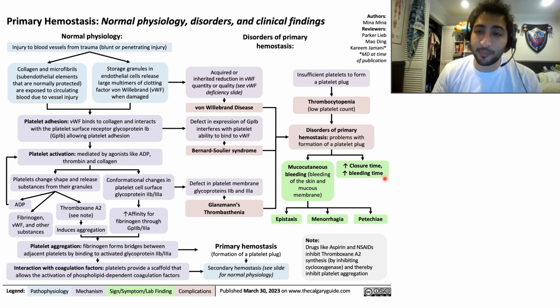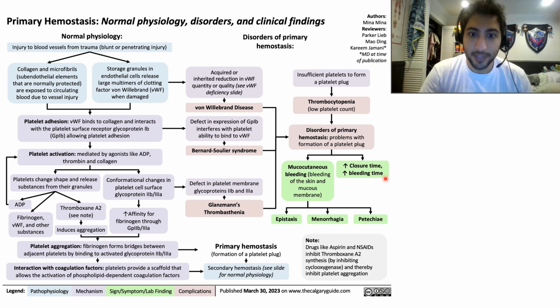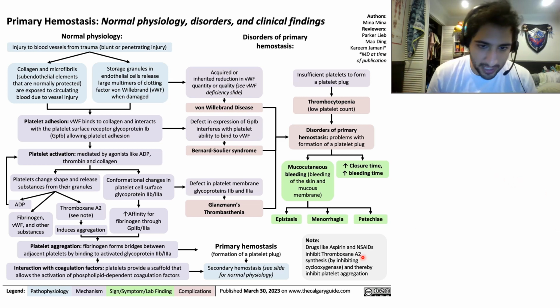All right, and wounds take a long time to close, and the wounds bleed excessively. So your bleeding time, the time you spend bleeding, is prolonged, and the time it takes to close the wound is prolonged. All right, and it's because you can't form a plug. And look down here, drugs like aspirin and NSAIDs inhibit thromboxane A2 by inhibiting cyclooxygenase and thereby inhibit platelet aggregation.